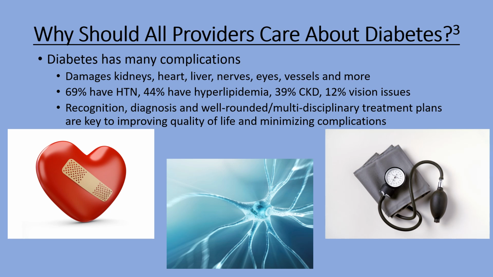The recognition, diagnosis, and well-rounded multidisciplinary treatment teams and plans are key to improving quality of life and minimizing complications. These complications should concern all providers involved in patient care, and proper treatment or referral to treatment is paramount to decrease complications. Diabetes is considered a chronic condition, so it is sometimes easy to overlook and consider it an issue that a PCP or endocrinologist should worry about. However, diabetes can impact any population and is relevant to all specialties, especially given the increase in prevalence of diabetes in North Carolina and the United States and among younger age groups.